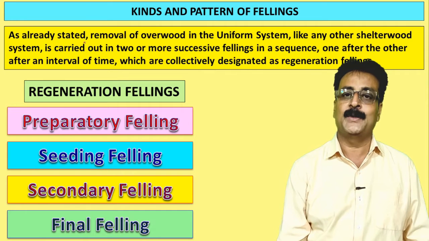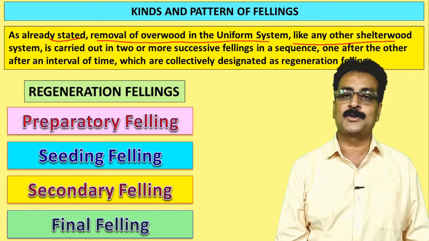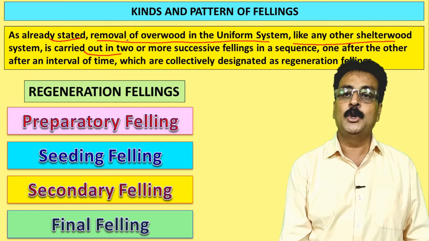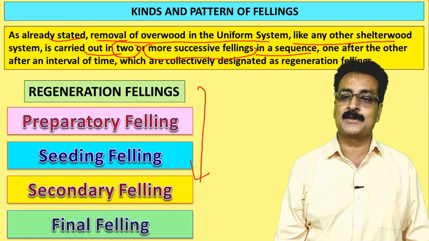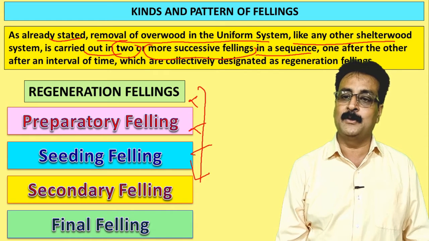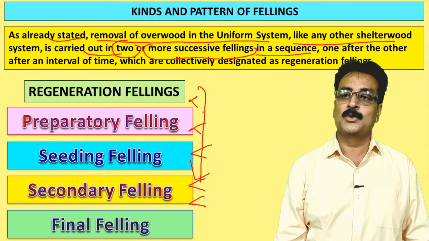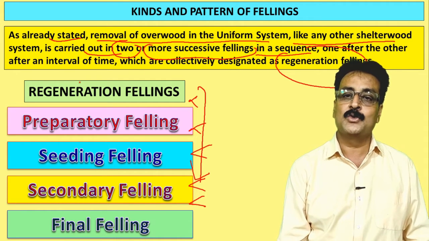So as already stated, removal of overwood in the uniform system, like any other shelterwood system, is carried out in two or more successive fellings in sequence. So this is a sequence. I'll talk about this sequence one after another at some interval. There is some interval between this sequence. So collectively we call it regeneration felling. So let's not forget this regeneration felling.